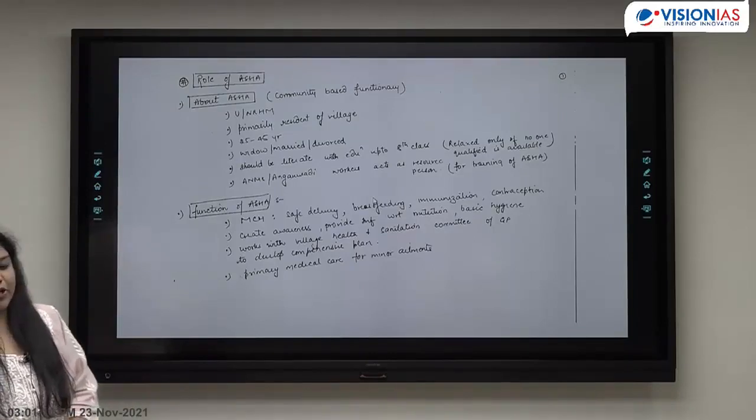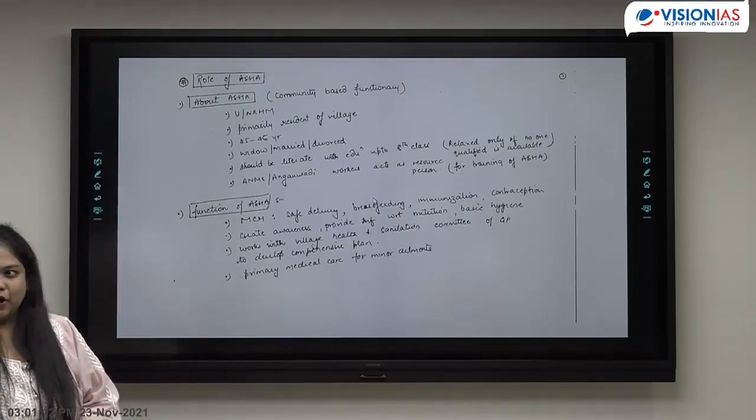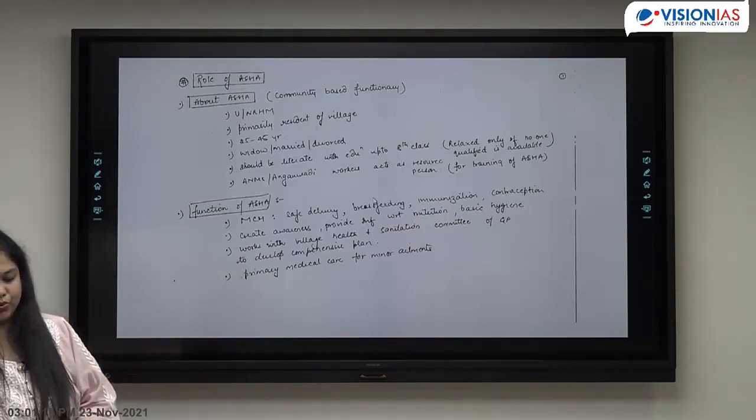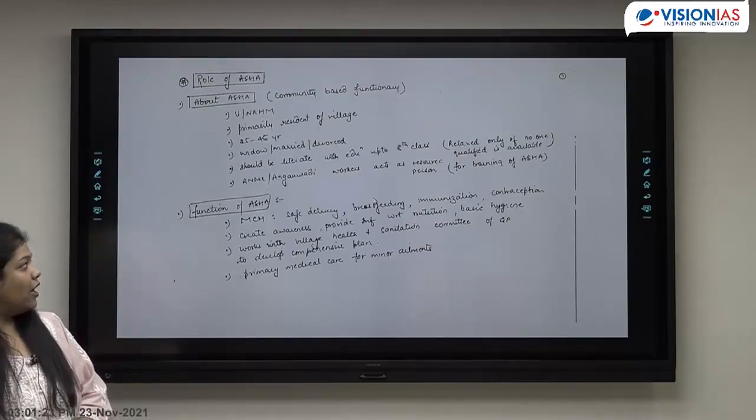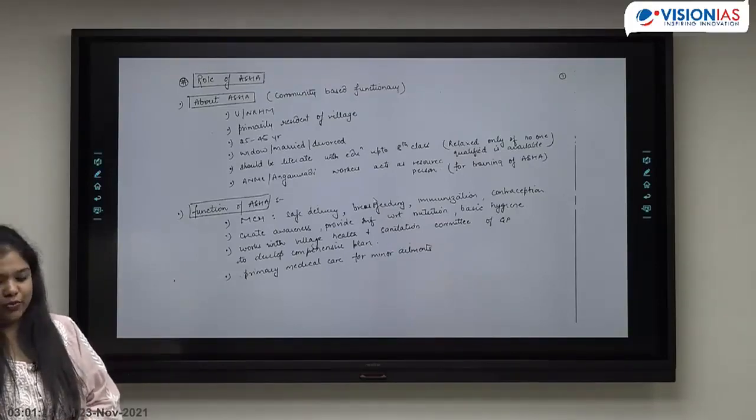So the concept of ASHA workers was introduced as a part of the National Rural Health Mission. They are primarily residents of the village in this age bracket. They should be literate with education up to 8th class, and Anganwadi workers and others act as resource persons for the training of ASHA workers.